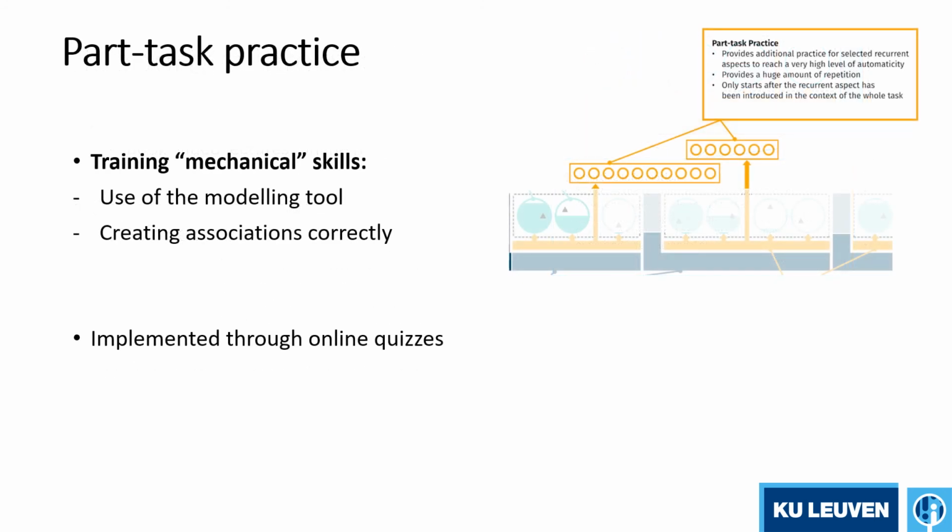A third and very important component of the 4CID model is part task practice. Part task practice is helping your students to master certain mechanical skills. So for example, how to use a modeling tool, or to have a very small task like how to create an association between two classes. And you can implement that, for example, by means of online quizzes.